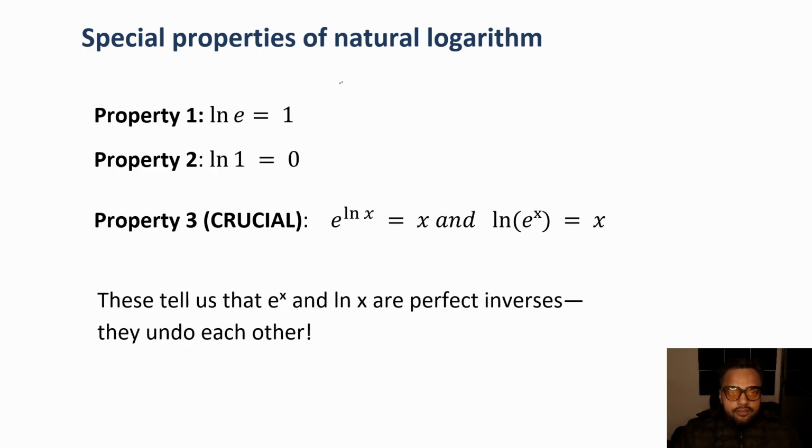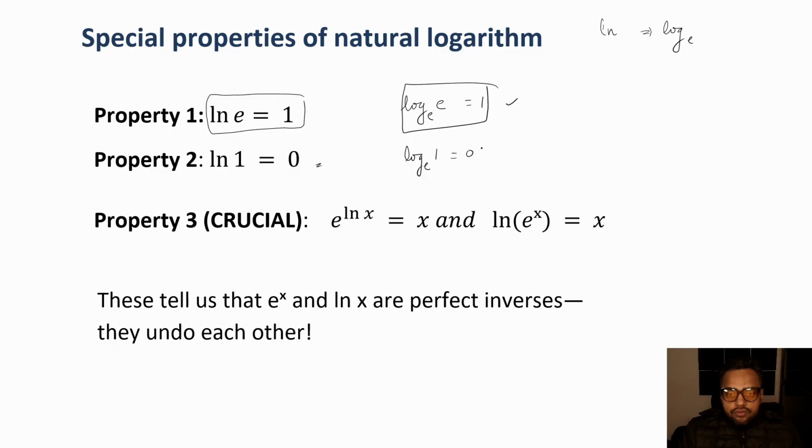Next, what are the special properties of the natural logarithm? ln e equals 1. Wherever you see that ln is written, it means that it is a natural logarithm, and the base here will be e. So obviously the base here will be e, so log of e base e will be equal to 1. This is an obvious part. Similarly, log of 1 base e will be equal to 0. This is also an obvious part, because if you transform into exponential form, it will be e raised to the power 0 equals 1.